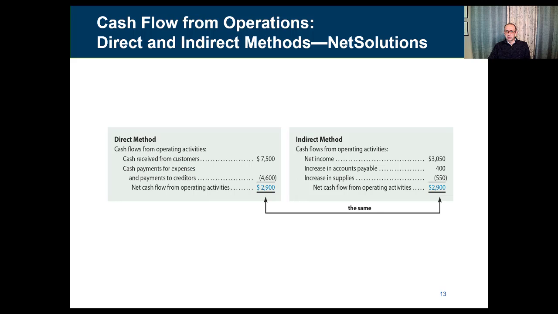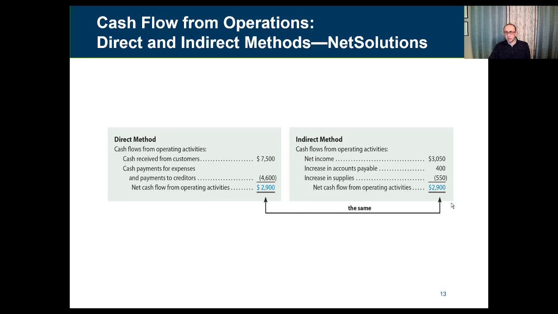So here is a comparison between the direct method and the indirect method. In the direct method, we have the cash received from customers, which is considered a cash inflow, and that's why it's a positive value. Then we subtract from it the cash payments for expenses, which are negative values, and we get the net cash flow from operating activities. In the indirect method, we do it differently. We get the net income, and then we make changes for things like current liabilities and current assets, and we get the net cash flow from operating activities.